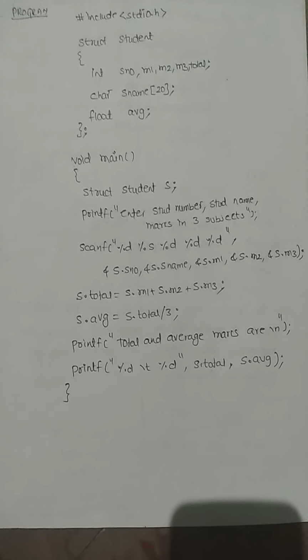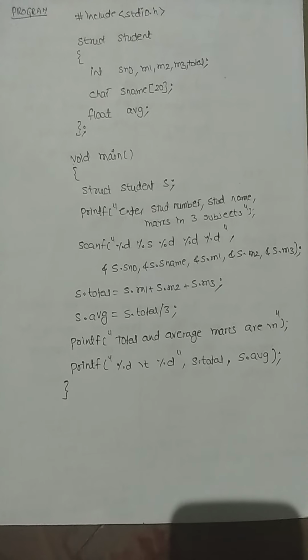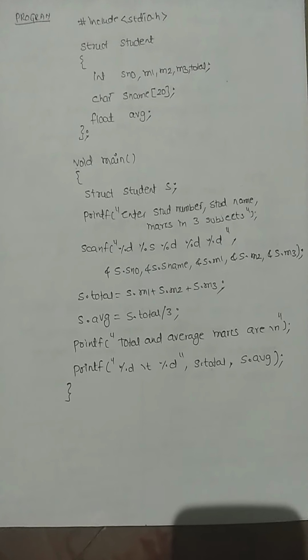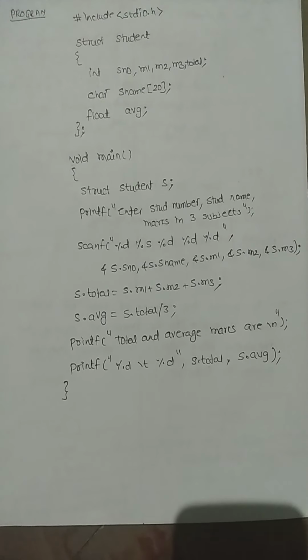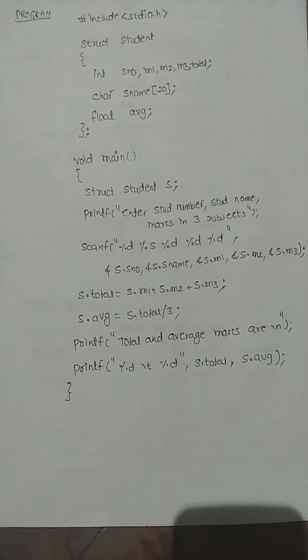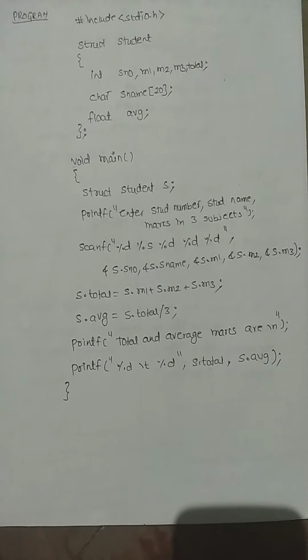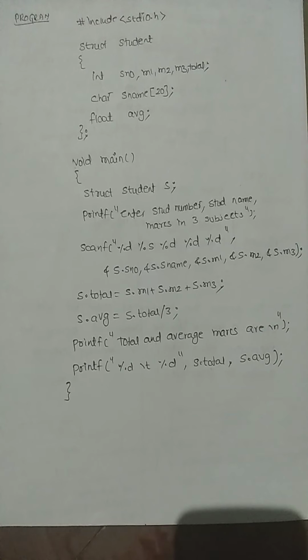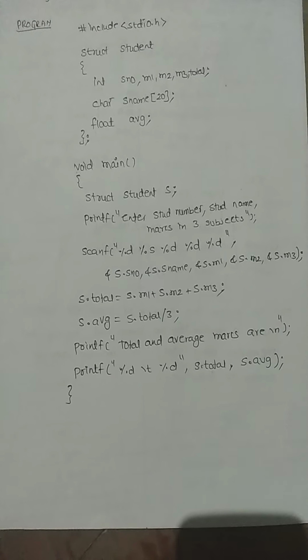Now we are going to print the total and average, that is printf("%d %d", s.total, s.average). So like that. Whenever you want to access the members, you have to make use of the variable of the structure and a special operator called the dot operator. So that is about the concept called structures.